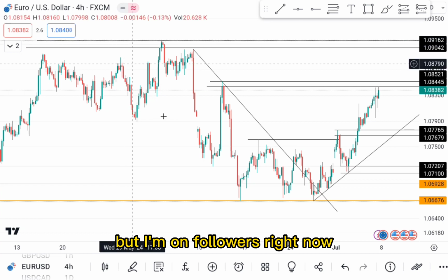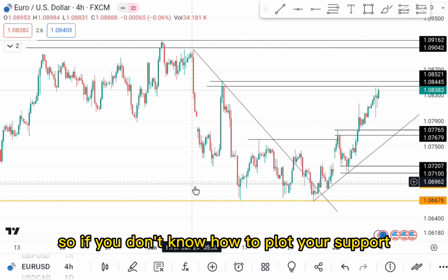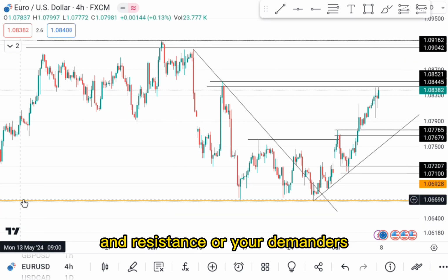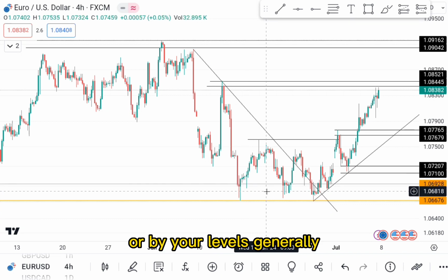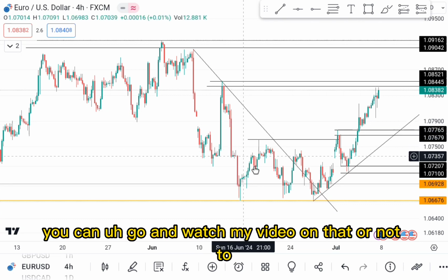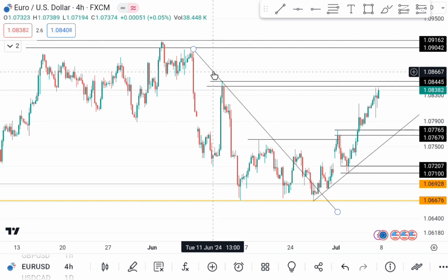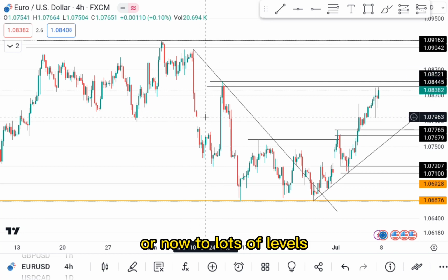So now that we are on this support, I plotted this support on daily, but I'm on 4 hours right now. So if you don't know how to plot your support and resistance, or your demand and supply, your levels generally, you can go and watch my video on how to plot your levels.